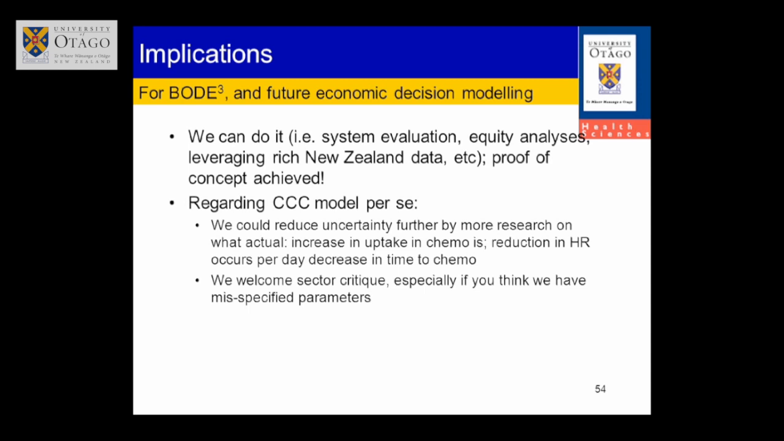Regarding the cancer care coordinator model per se, we could reduce uncertainty further by more research on what the actual increase in uptake in chemo is and reduction in the hazard ratio per day. But given that none of the sensitivity analysis about that shifted it to something that was cost effective, I don't think it's worth putting your research buck here. Move on to the next evaluation and something else. But if you wanted to get narrower uncertainty about your model outputs, you'd do research in here.